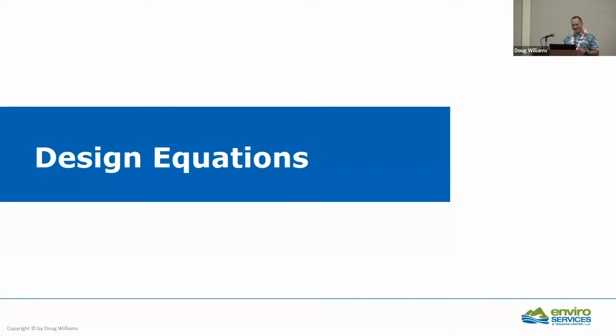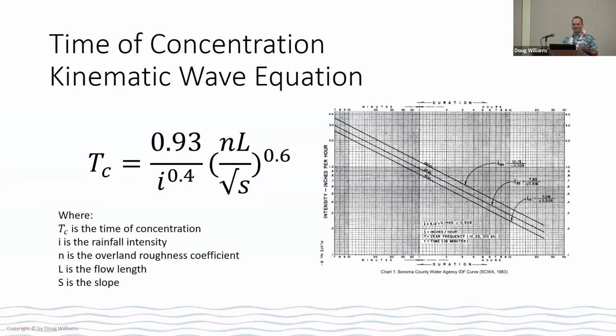A really common equation that we use for design is time of concentration. With the kinematic wave equation, this is the formula. The time of concentration incorporates the overland roughness coefficient, the sheet flow travel length, the slope, and also the rainfall intensity. So that calculation brings all those into play. If anybody wants to take pictures, or at the end, if you get my contact info, I will send you the whole presentation. So don't worry. And I'll probably talk your ear off some more too. So you have that to look forward to.